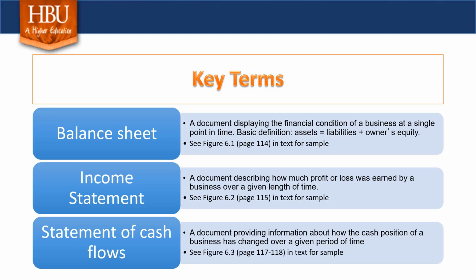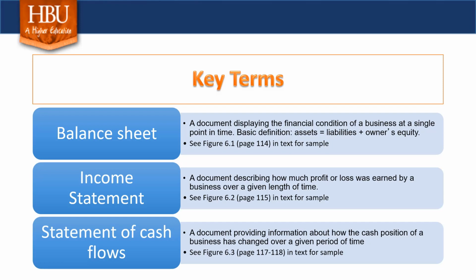An income statement, simply the document describing profit or loss earned by a business over a given length of time. A sample of this is found in figure 6.2, which is page 115 in your text.